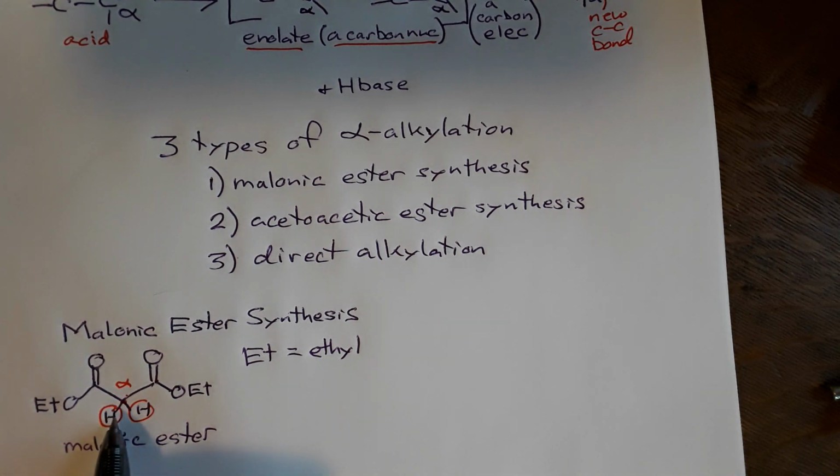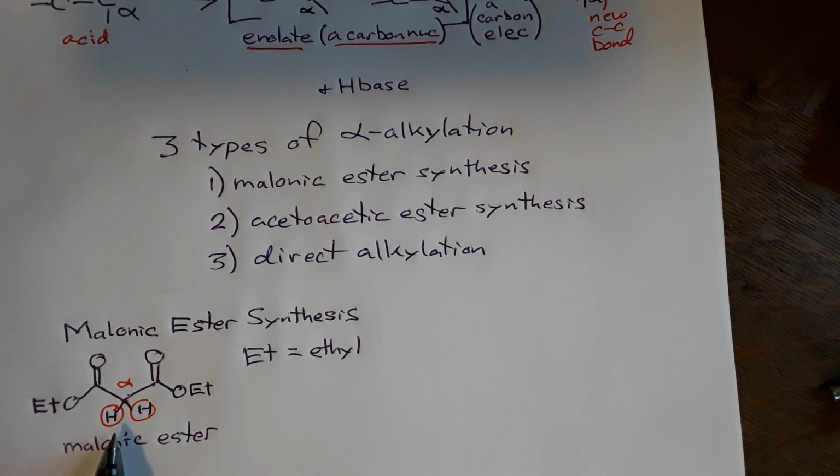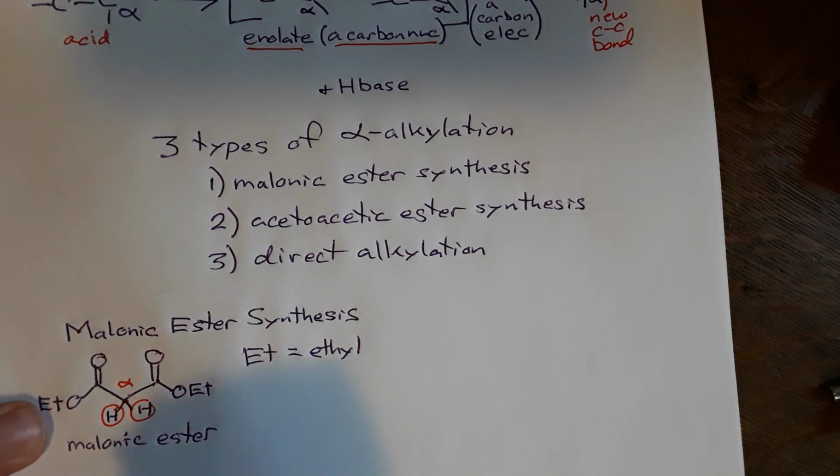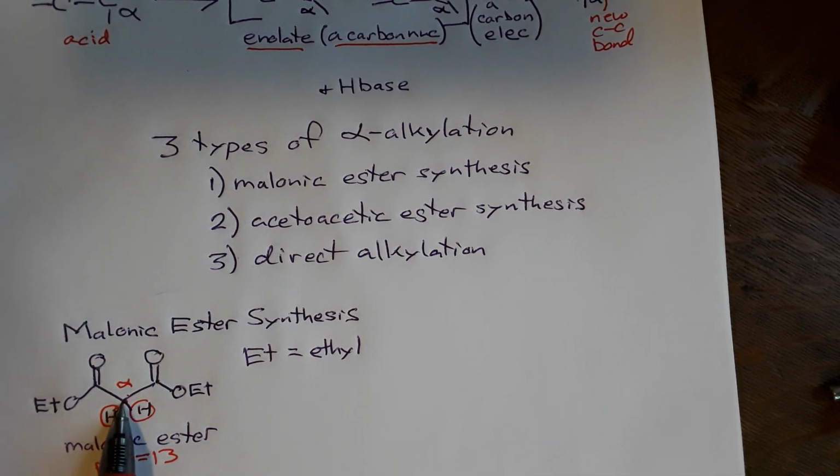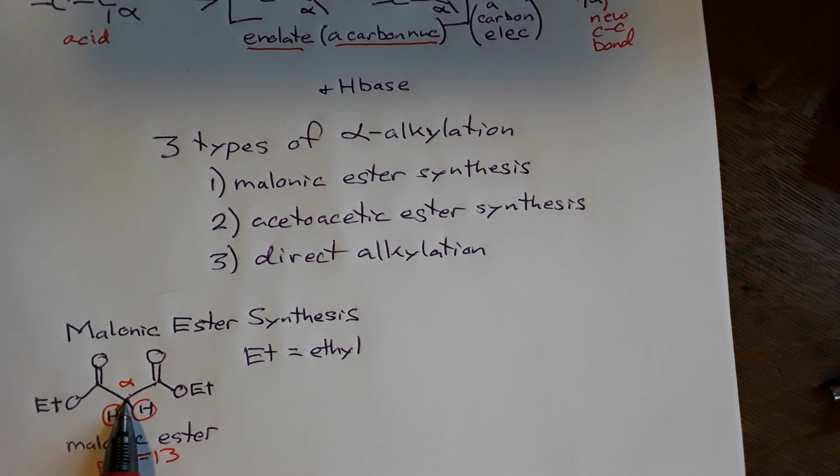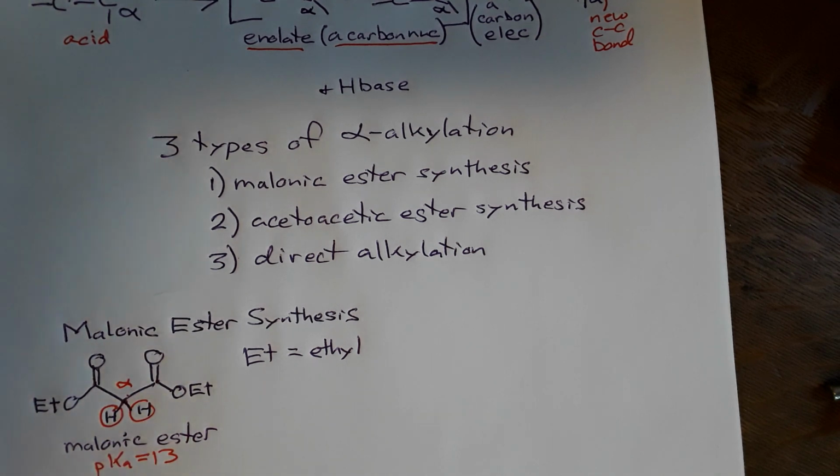If you remember when we were talking about simple ketones, the pKa of a simple ketone is 19. The pKa of malonic ester is 13. So when the CHs are next to two carbonyls, it is 1,000,000 times stronger acid than if it's next to just one carbonyl.